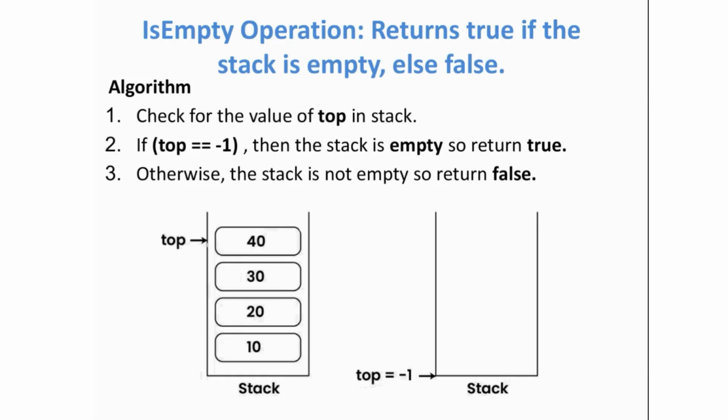Is empty operation. It returns true if stack is empty, else it returns false. Algorithm, check for the value of top in the stack. If the value of top is equal to -1, then stack is empty, so it returns true. Otherwise, stack is not empty, so it returns false. So as shown in figure, stack is full, stack is not empty, so in this case it will return false. In second condition, the value of top is equal to -1, this function returns true.